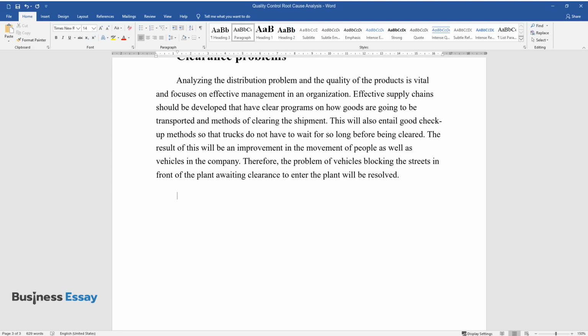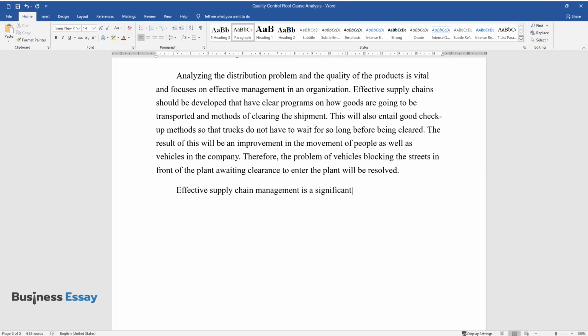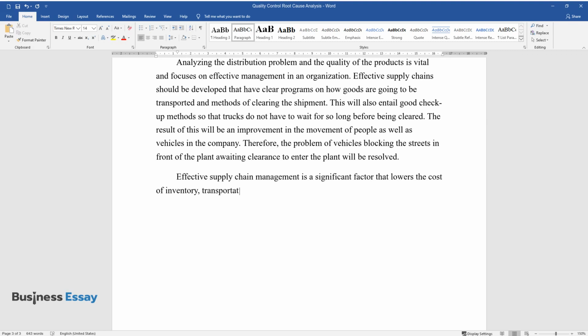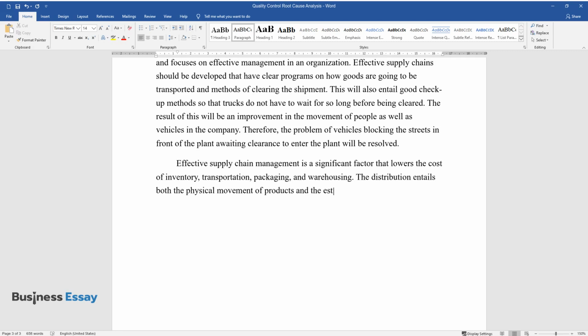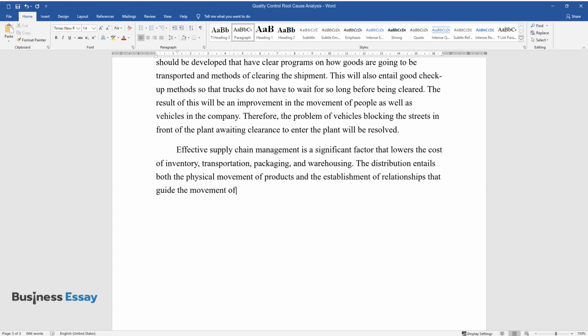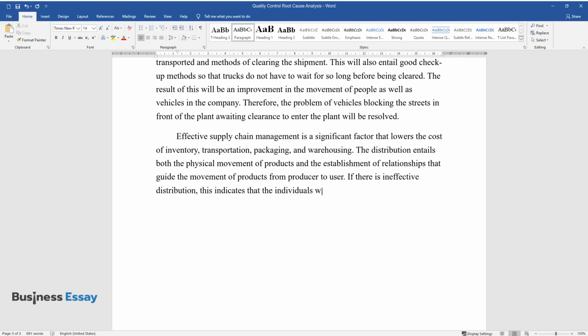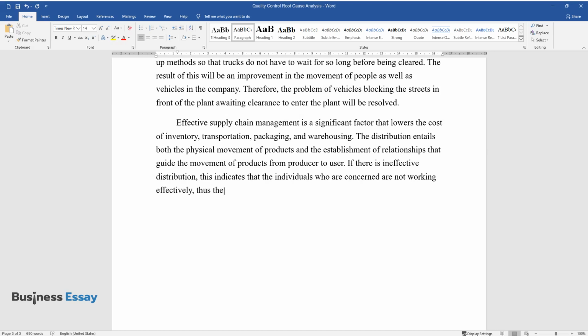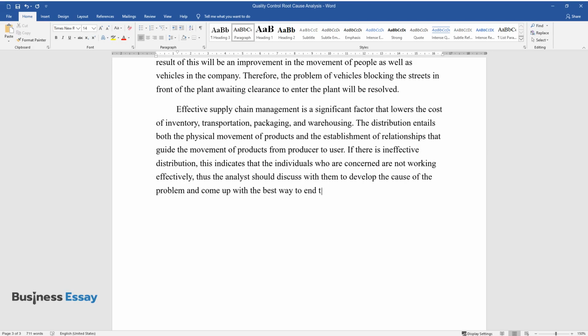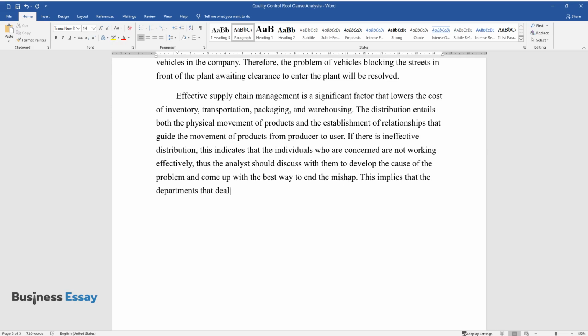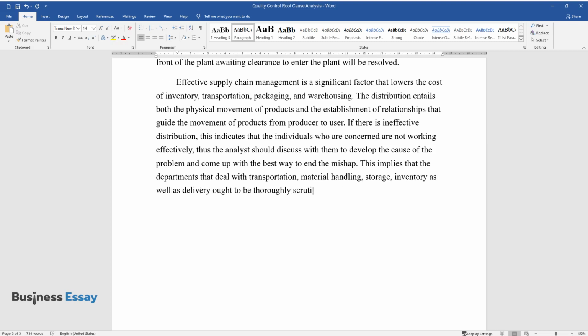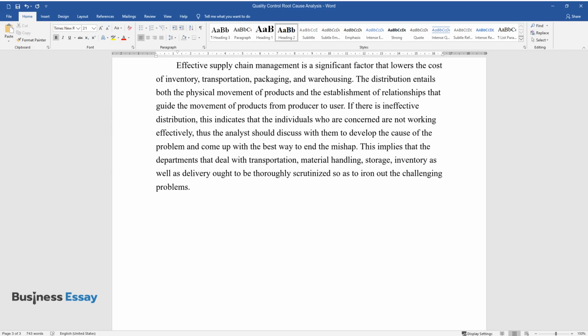Effective supply chain management is a significant factor that lowers the cost of inventory, transportation, packaging, and warehousing. The distribution entails both the physical movement of products and the establishment of relationships that guide the movement of products from producer to user. If there is ineffective distribution, this indicates that the individuals concerned are not working effectively, thus the analyst should discuss with them to determine the cause of the problem and come up with the best way to end the mishap. This implies that the departments that deal with transportation, material handling, storage, inventory as well as delivery ought to be thoroughly scrutinized so as to iron out the challenging problems.